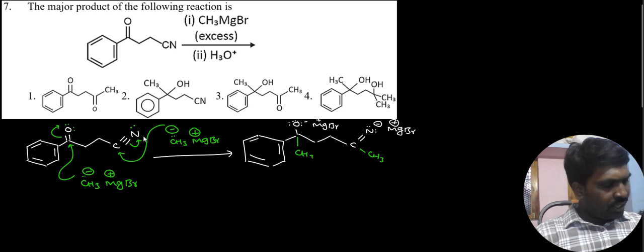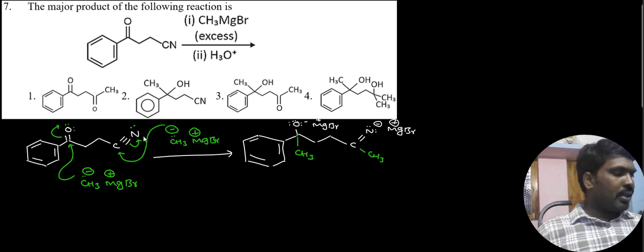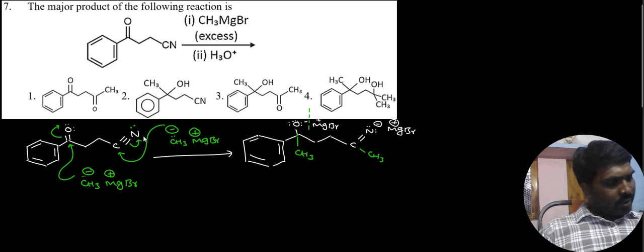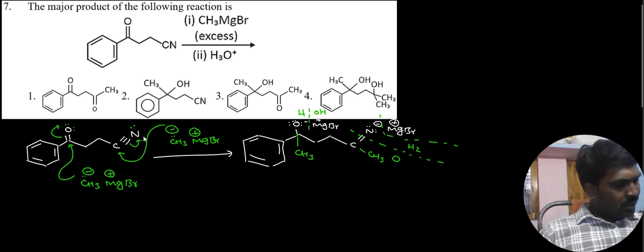So nucleophilic addition takes place, followed by hydrolysis, HOH. Here we can break the O-H bond, and we can break the bond like HOH. We can do hydrolysis like this, this is the trick.